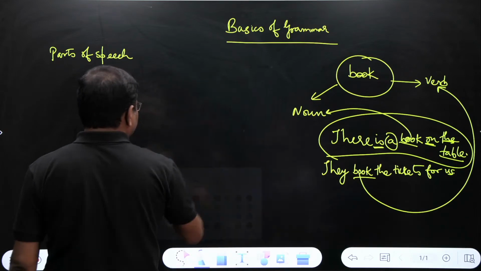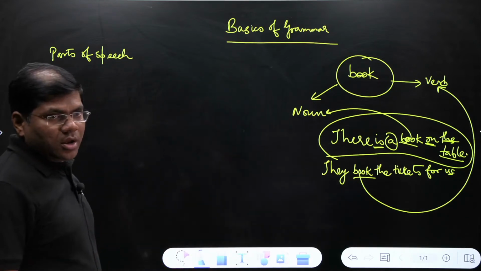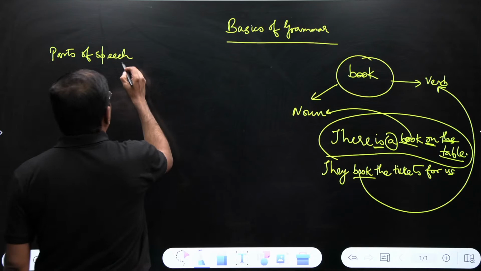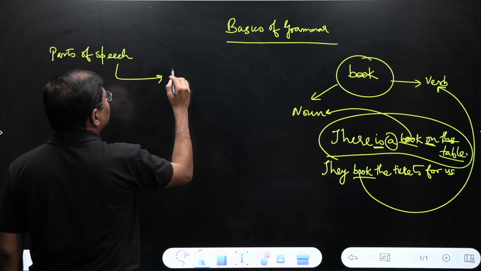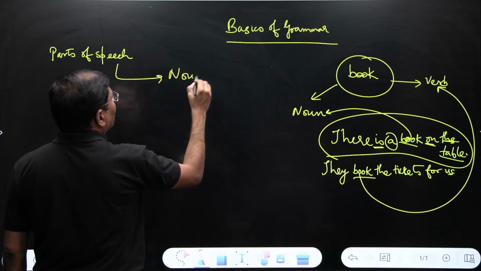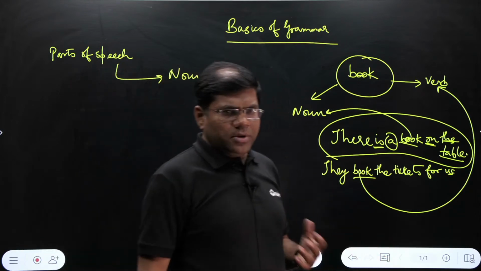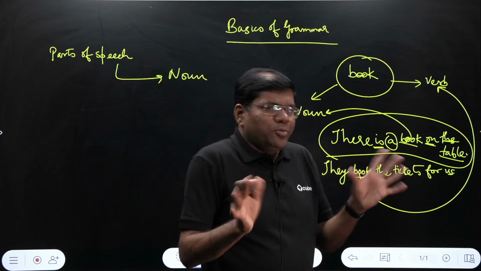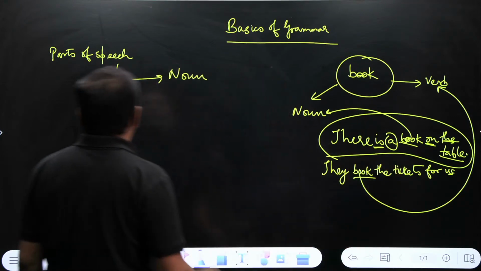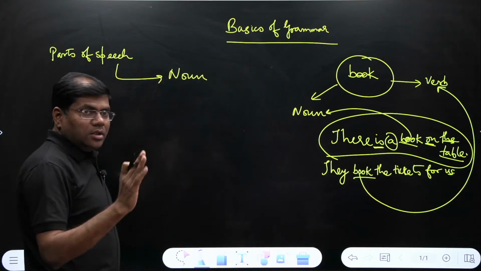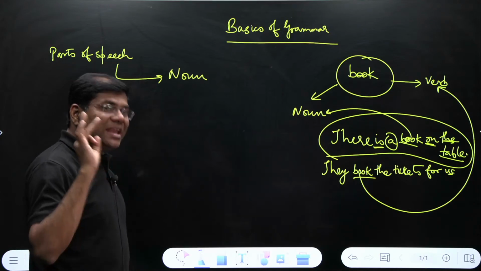Any word in a sentence will play a role, and those roles could be either the word is a noun. The word book could be a noun. It could be a verb. It could not be anything else. It could be only these two things. So a word in a sentence, any word. Understand, when I say a word, it means any word.